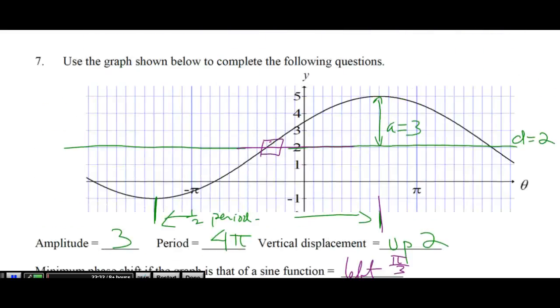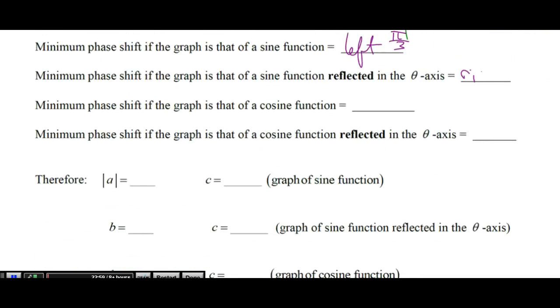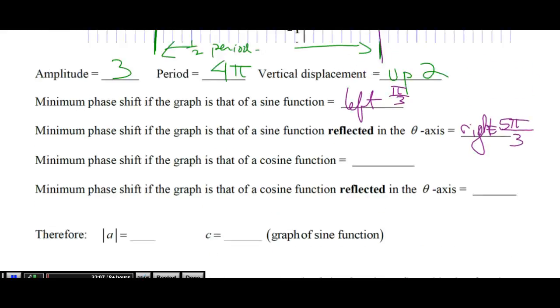Minimum phase shift if the graph is a reflected sine function. So we're going to have to go here, right? Because there ain't nothing else on there. So what is that? 12, 13, 14, 15, 16, 17, 18, 19, 20. So it's 20 over 12, 10 over 6. 5 pi over 3 to the right. Right. 5 pi over 3. Okay, you do the cos and the reflected cos.